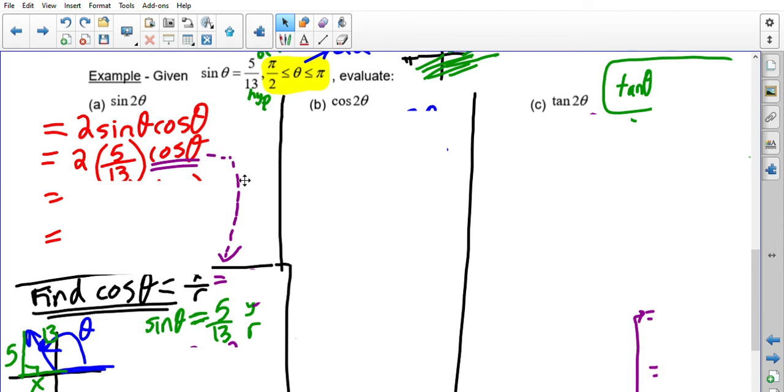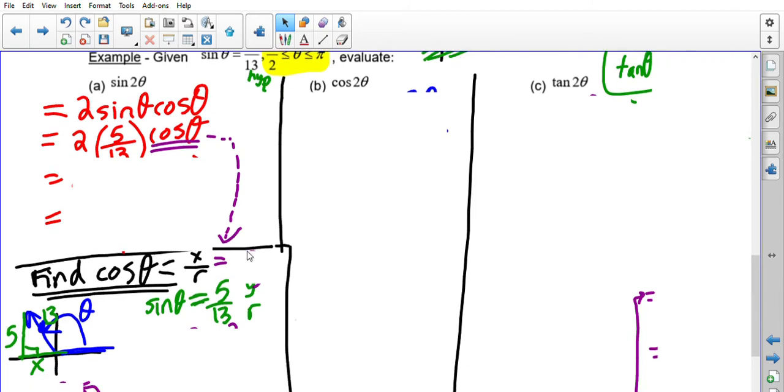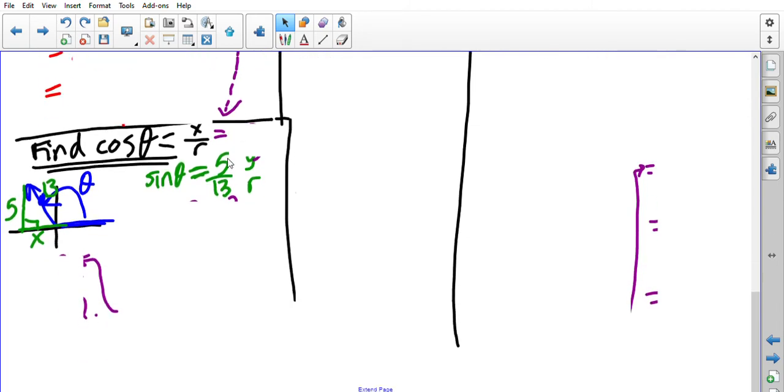So that means you have to go somewhere else on your page and do some side work. Let's come down here. We are on a mission to find cos theta, which we know is equivalent to x over r. What I have here in green is what we were given: sine theta is 5 over 13. We know sine is equivalent to y over r, so they gave us a y value of positive 5 and an r value of positive 13. R is always positive as well.